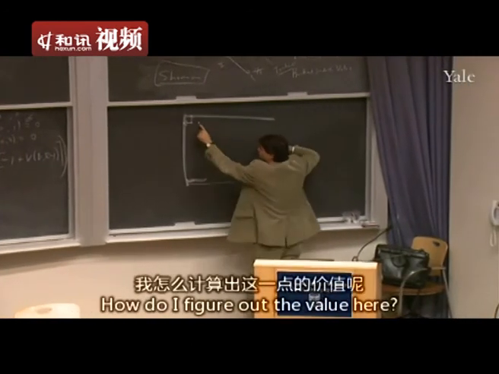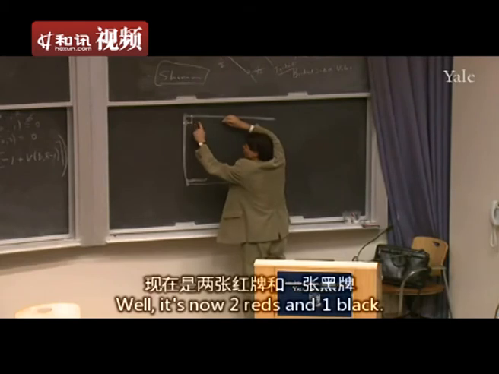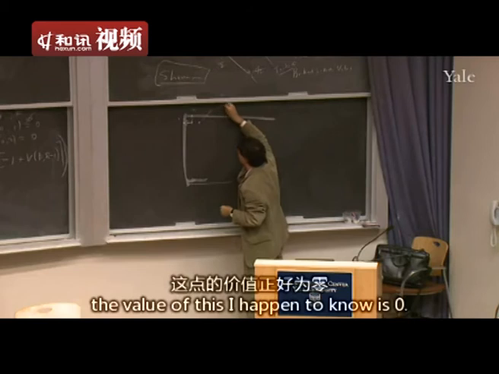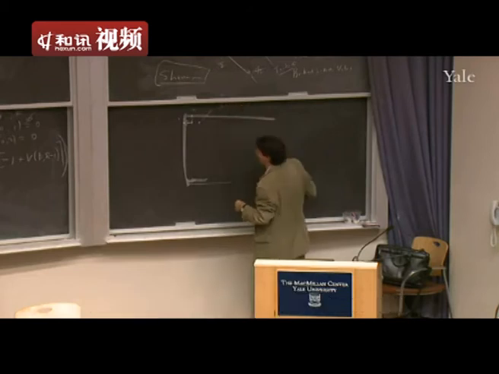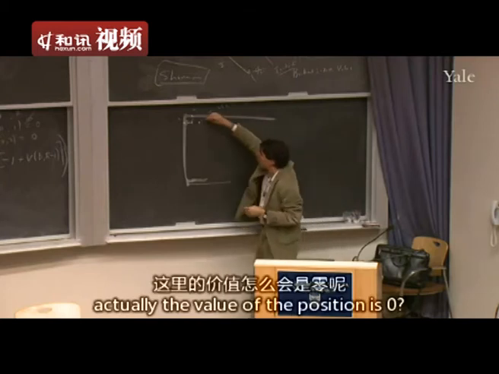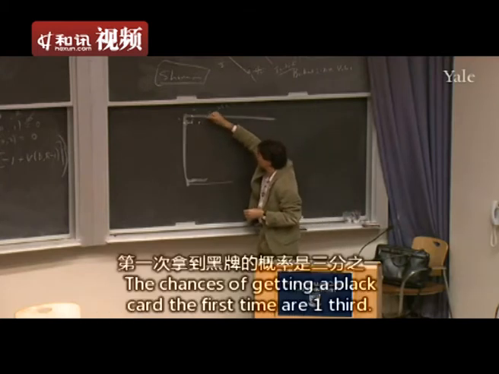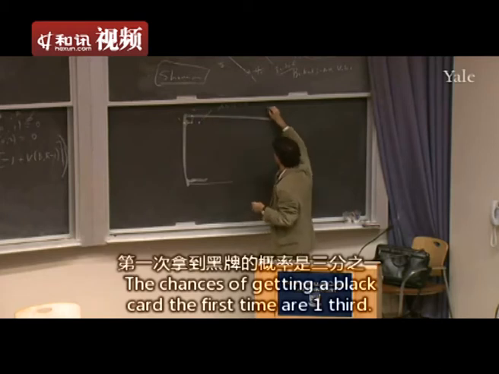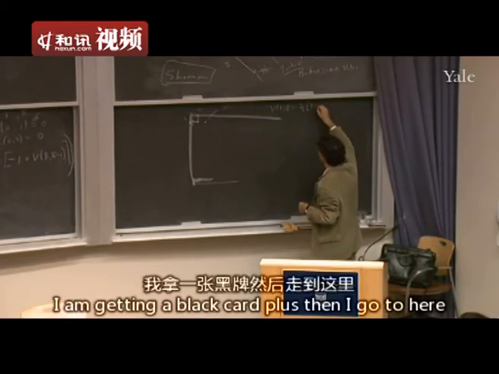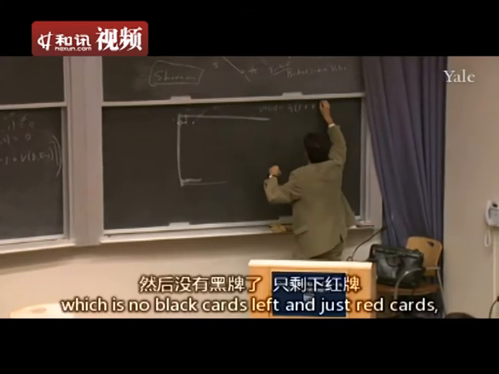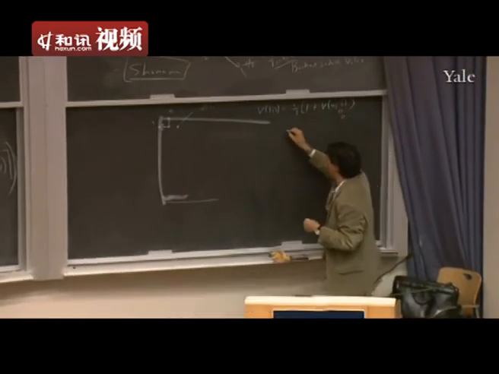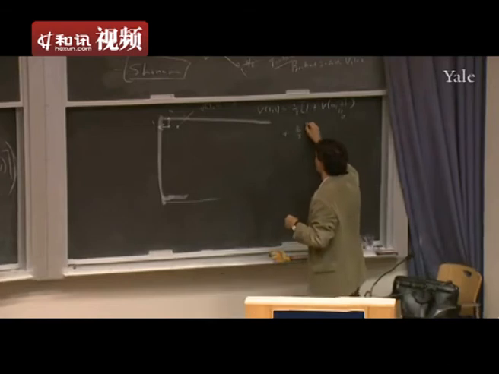How do I figure out the value here? Well, it's now 2 reds and 1 black. So this looks really bad. Actually, this position, the value of this I happen to know, is 0. Okay, how could it be with 2 red cards and only 1 black card, actually the value of the position is 0? Well, the chances of getting a black card the first time are 1/3. So V of 1, 2 is going to be 1/3 of getting a black card, plus then I go to here, which is no black cards left and just red cards, which obviously is 0, plus 2/3.